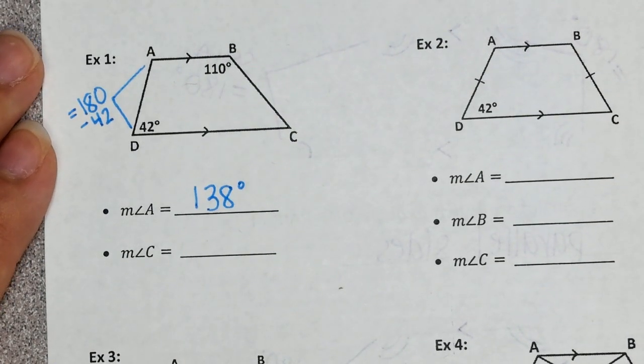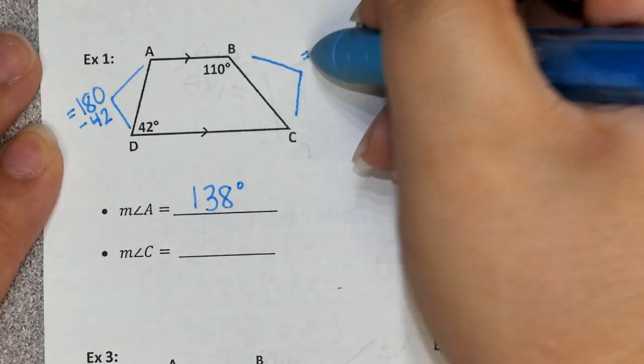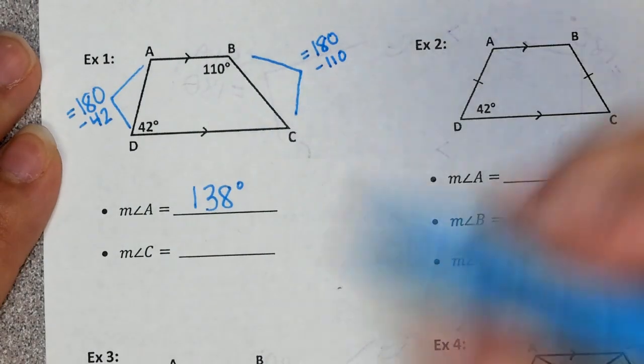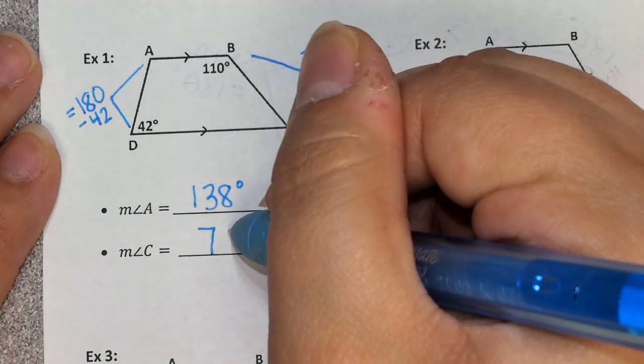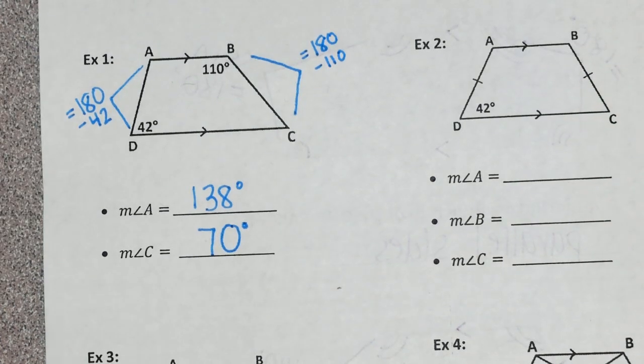How do I find angle C? 180 minus 110, same thing. These two angles equal 180. 180 minus 110 is 70 degrees. Yes. Why is angle A 70?